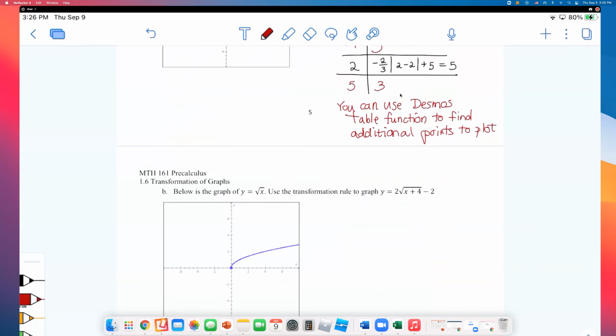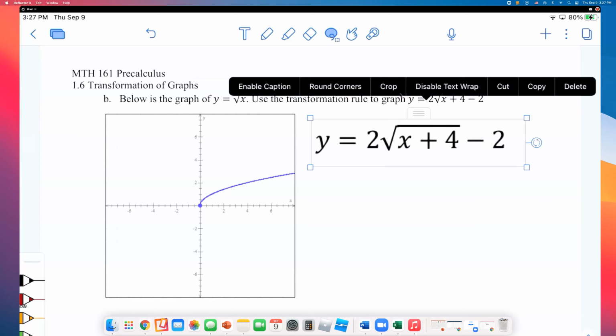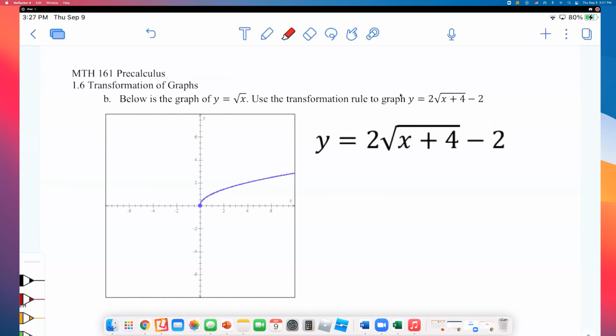All right, let me try another one with you. B. Below is the graph of y equals square root of x. Now this time we are graphing a function that is y equals 2 times square root of x plus 4 minus 2. So I know what this minus 2 will do. This minus 2 will shift the graph down 2 units. Also, this plus 4 will shift the graph. Which direction? Left 4.